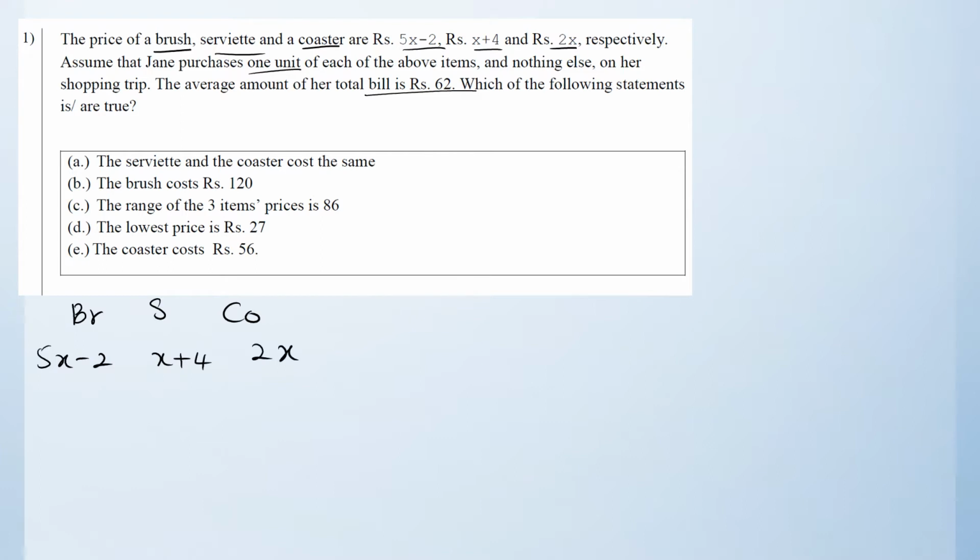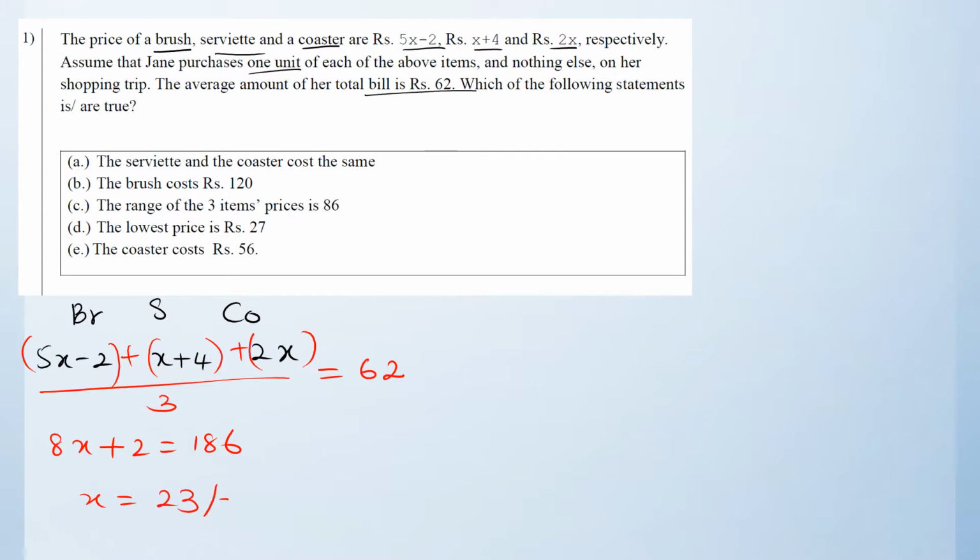Since the average is 62 and she bought only one from each, to get the average we have to add these three and divide by 3 and equate to 62. Then we have a simple equation of x and we can solve for x. Then we have 8x plus 2 as 186. So x is equal to 23 rupees.